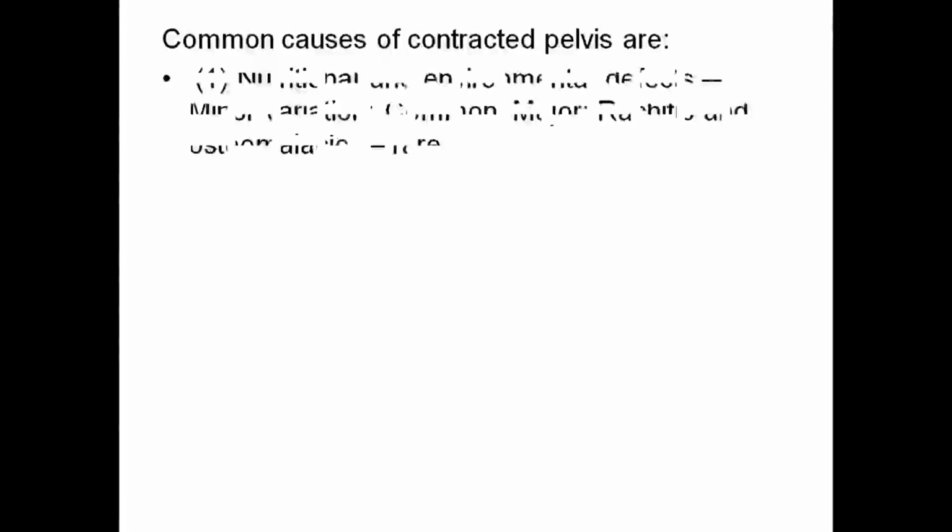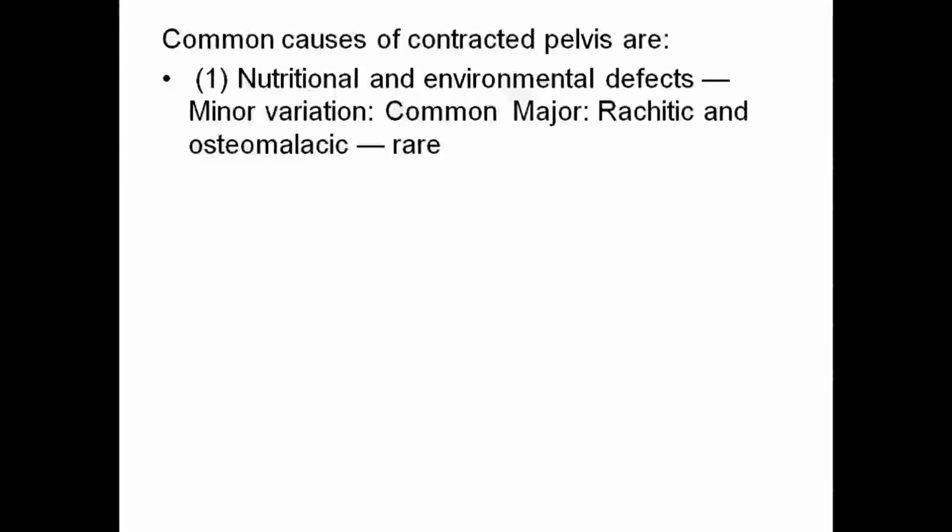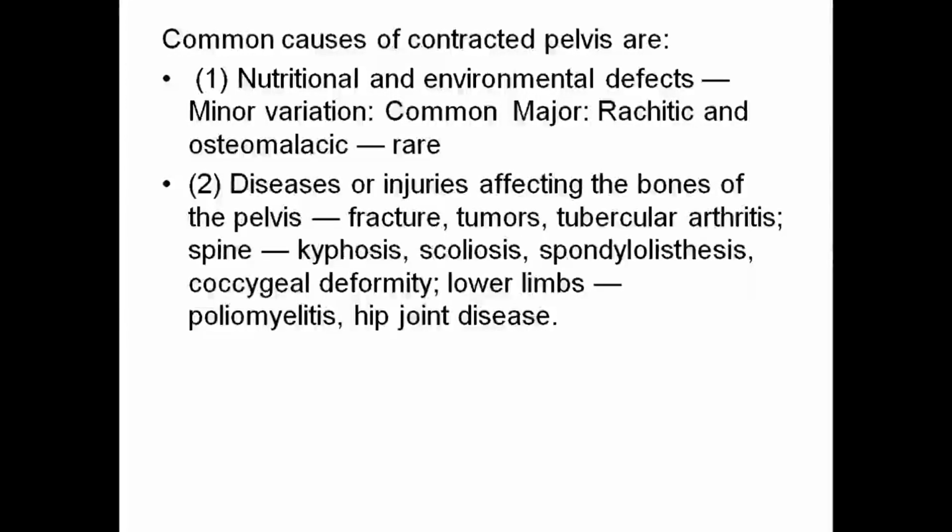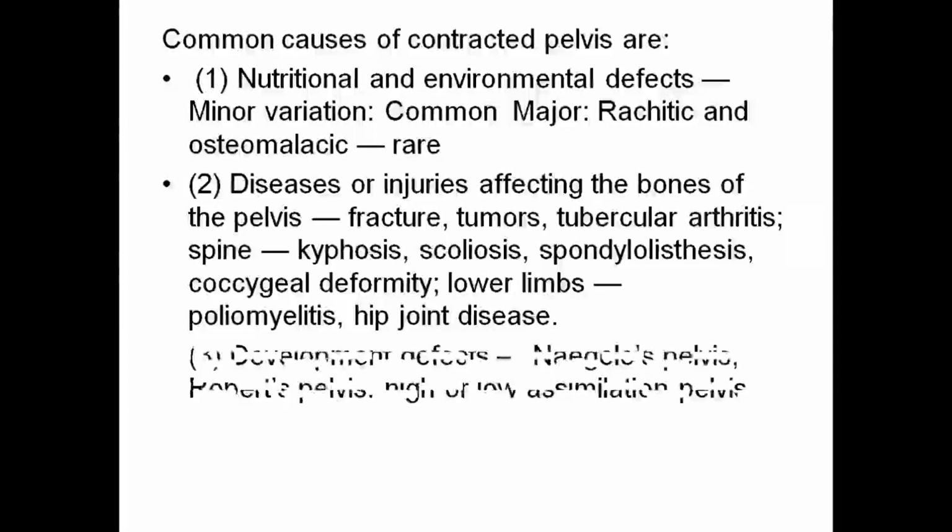Common causes of contracted pelvis are nutritional and environmental defects like rickets and osteomalacia. Diseases or injuries affecting the bones of the pelvis like fractures, tumors, tubercular arthritis; the spine, like kyphosis, scoliosis, spondylolisthesis; coccygeal deformity; lower limbs, like poliomyelitis and hip joint disease. Developmental defects like Naegele's pelvis, Robert's pelvis, high or low assimilation pelvis.